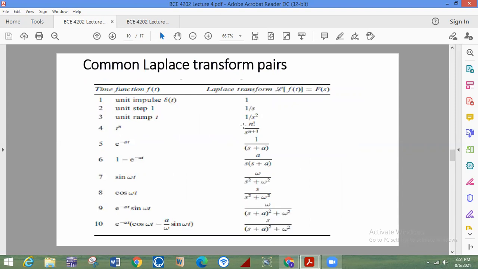We can use the table here. We can always refer to the table. If we have a unit step, what is its Laplace transform? It is 1 over s. If it is a unit impulse, it is 1. So we are not really going deep into Laplace transform, but this is just a reminder and a review.